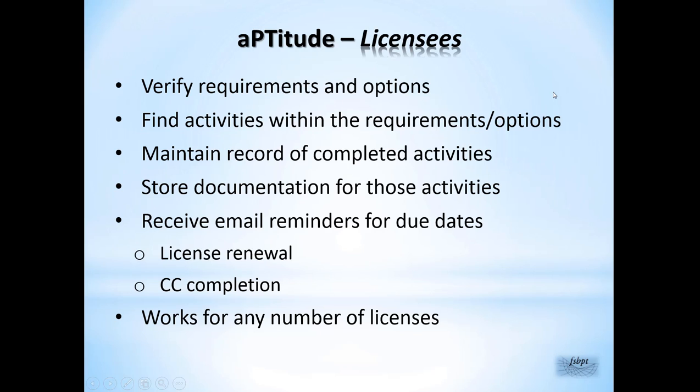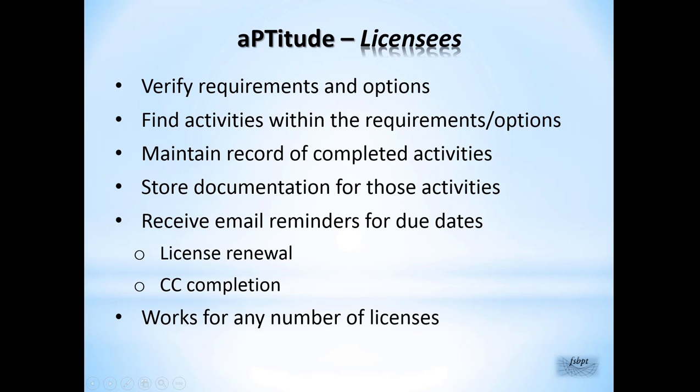So here's exactly how licensees use the system. They can create their account and record a license, and from that point verify what the requirements are for that state, for that license. What must I complete? What may I complete? They can also look for activities to complete, future conferences, future courses, and so forth. Obviously, they maintain a record of everything they've completed by recording it and storing their documentation, their certificates or letters of completion. The system will also tell them in advance, your license renewal date is coming up, your continuing competence deadline is approaching. And licensees can use this for any number of licenses.